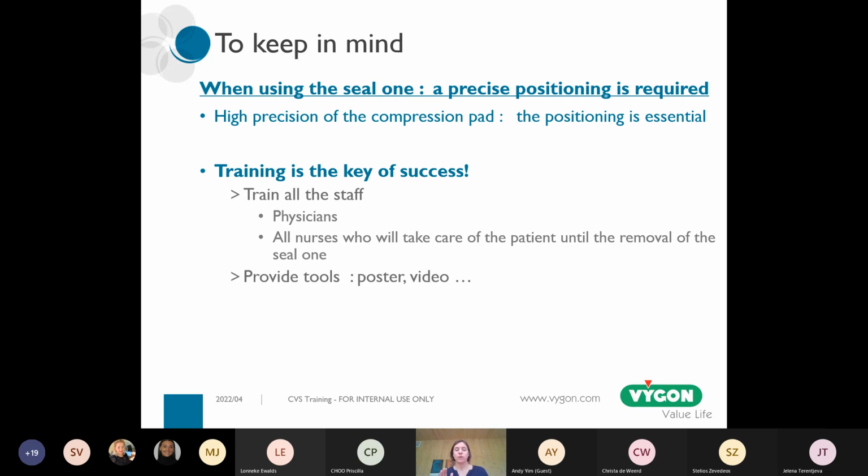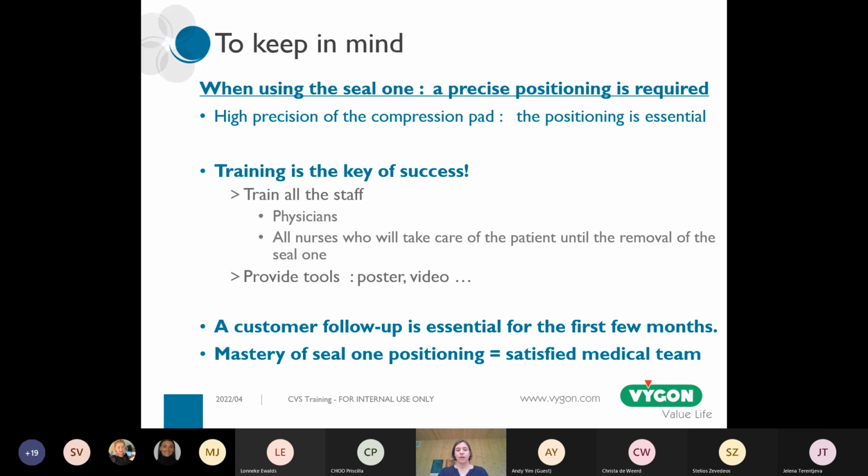So first, you have to train all the staff, the physician, and all the nurses who will take care of the patient until the removal. It could be the nurses in the cath lab, but it could be in the room just before the patient leaves. For this, we provide tools, posters, videos. You will see that just after. And I think it's very important to have a follow-up for the first few months. If they are masters of seal1 positioning, they will be very satisfied.